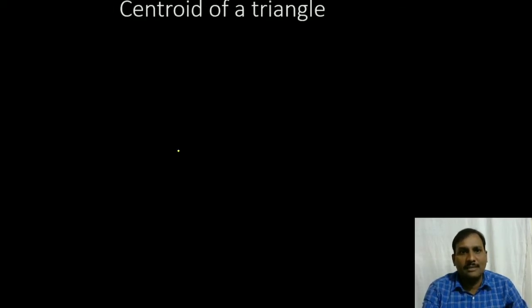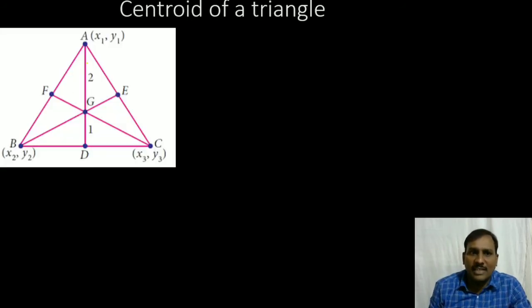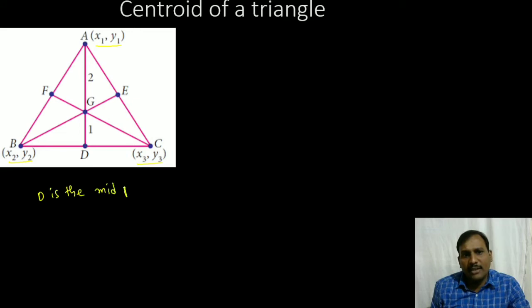Okay, let us see the centroid of a triangle. Now, let us take a triangle whose vertices are A (x1, y1), B (x2, y2), C (x3, y3). And I am considering D as the midpoint of BC. So what can be the D value here? The midpoint formula you know. So that is (x2 plus x3) by 2 comma (y2 plus y3) by 2.